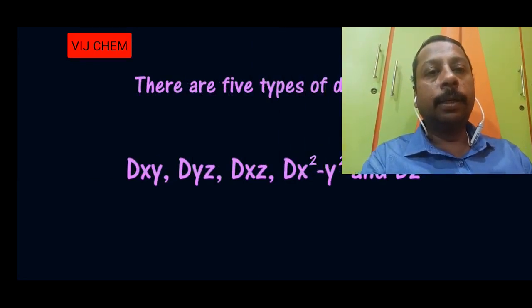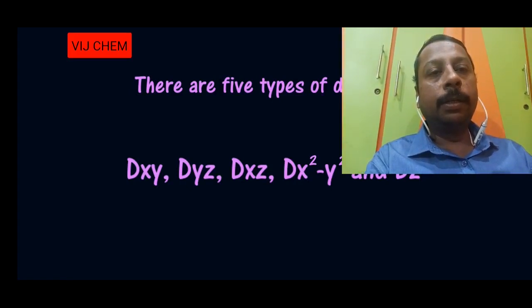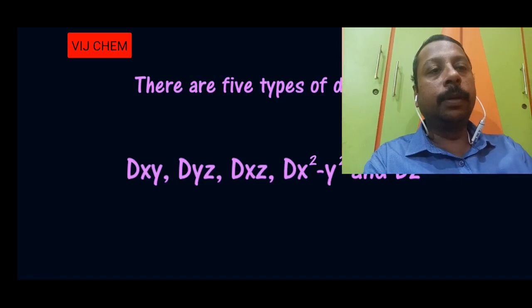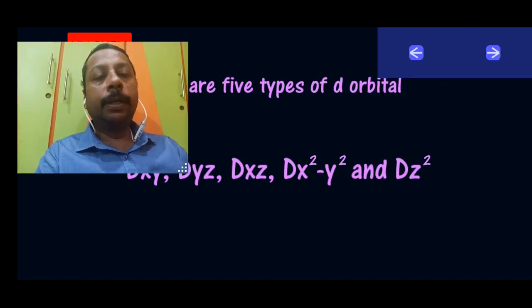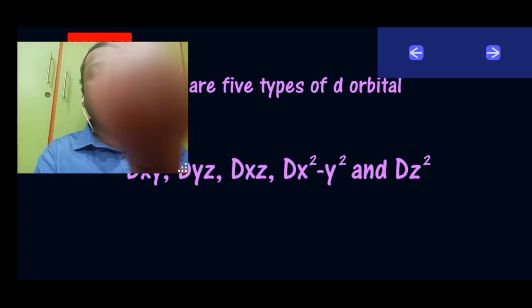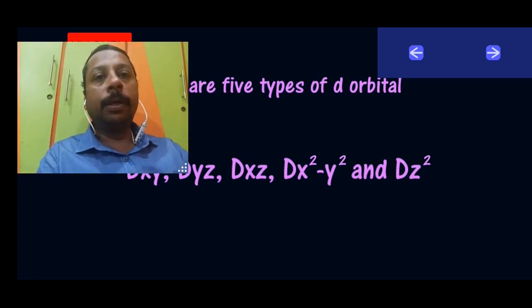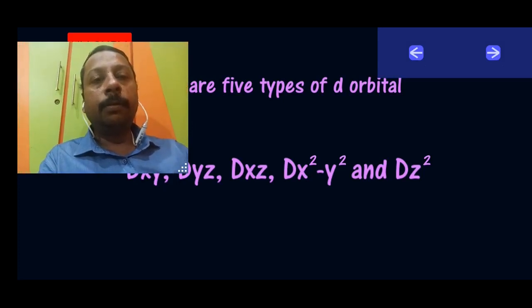The first orbital is dxy, second dyz, third dzx, fourth dx square minus y square, and fifth dz square. These are the 5 orbitals of the d subshell. The d subshell consists of how many parts? 5 orbitals: dxy, dyz, dzx, dx square minus y square, and dz square. Now we are going to see them with the animation.